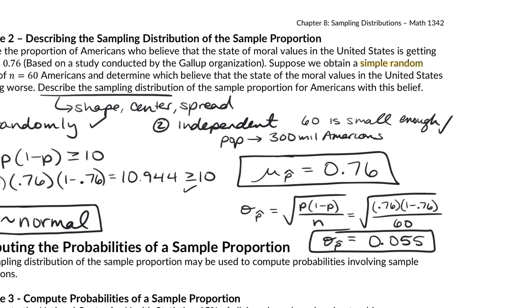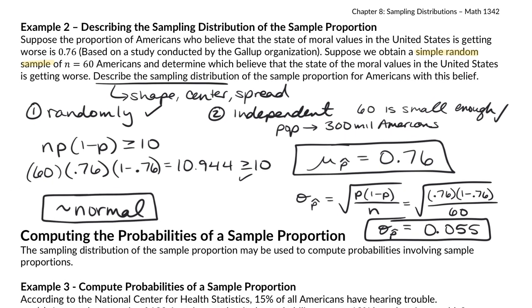So anytime it asks you to describe the sampling distribution, you have 3 answers. You're telling me the shape, the center, and the spread. Questions? If you're like, Ms. Quigley, where'd you pull these formulas from? From the main idea box on the front page.